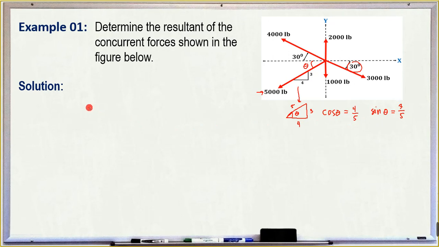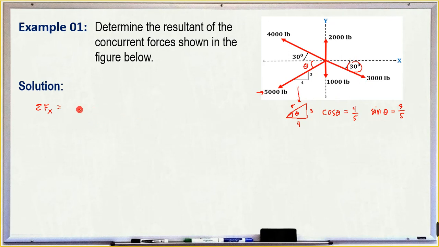Now, going back to solving the resultant of a force. In the previous slide, to find the resultant, we need to solve first the sum of the component forces along x and y. So let's start with the summation of forces along x. What is along x? Let's start with the 300 pounds.